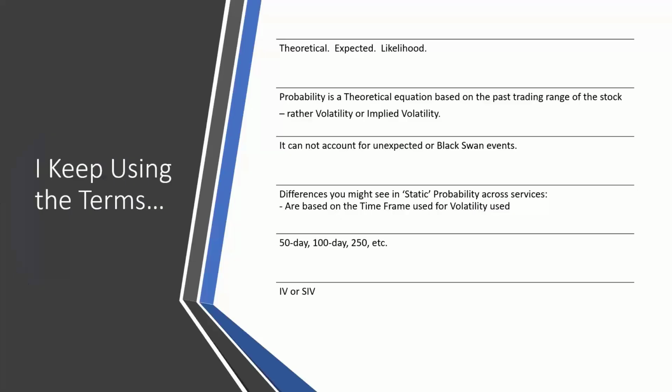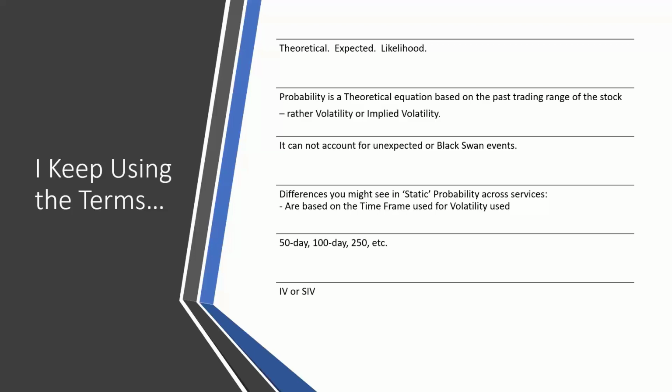Okay. Now, I keep using the terms theoretical, expected, likelihood. Probability is a theoretical equation based on the past trading range of the stock. Rather, I should say the volatility or the implied volatility. It cannot account for unexpected events, black swan events, poor news coming out, a CEO going on Twitter and saying the exact wrong thing at the wrong time and causing the stock to plummet. That's not in the norm of what the probability equation looks at.